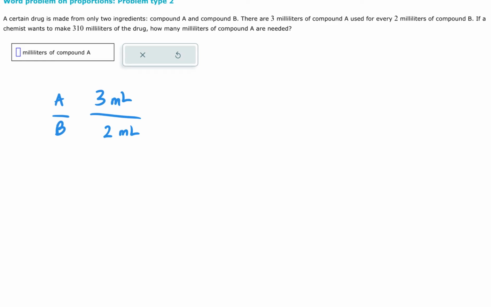Now, this is a little bit sneaky because the way I have the ratio set up, A to B, is not what we want. We want the ratio of A to total. So if A is 3 milliliters, the total would be A plus B, which would be 5 milliliters. So now we can finish setting up the ratio, and the 310 is the total. We're trying to find out how much of compound A is needed, so I'll just call that A.